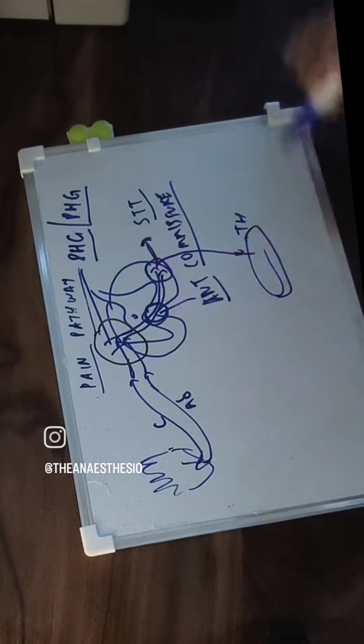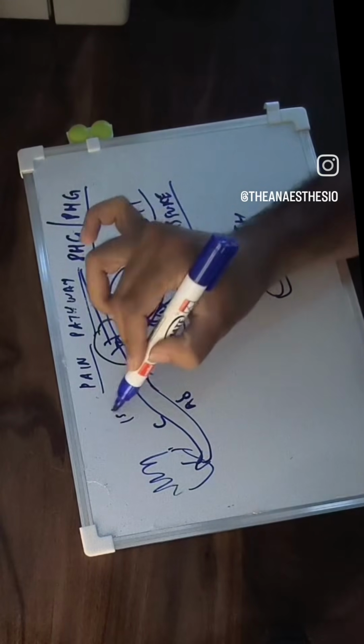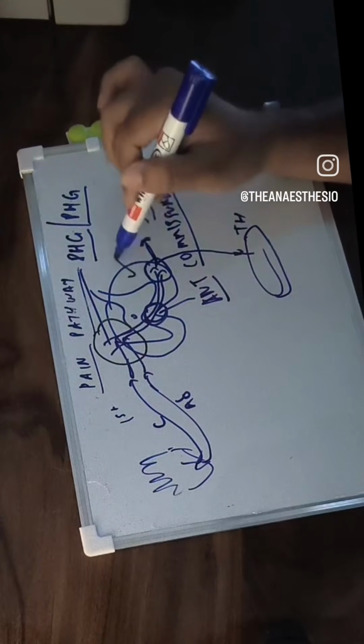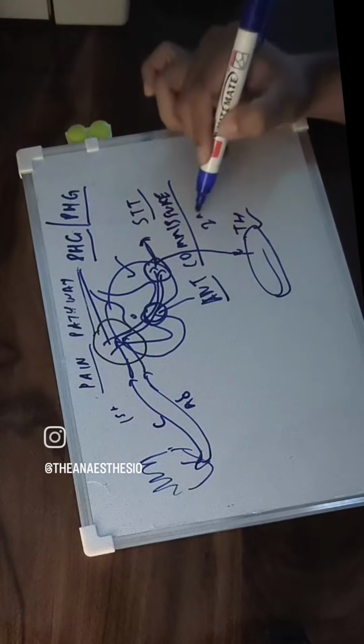So in this pathway there are major junctions. From the injury site to the spinal cord, it is the first order neuron. This is the first junction. In simple language you can remember it as the first stop of the railway station, the spinal cord. Then the thalamus is the second stop of the railway station, and the pathway is called the second order neuron.